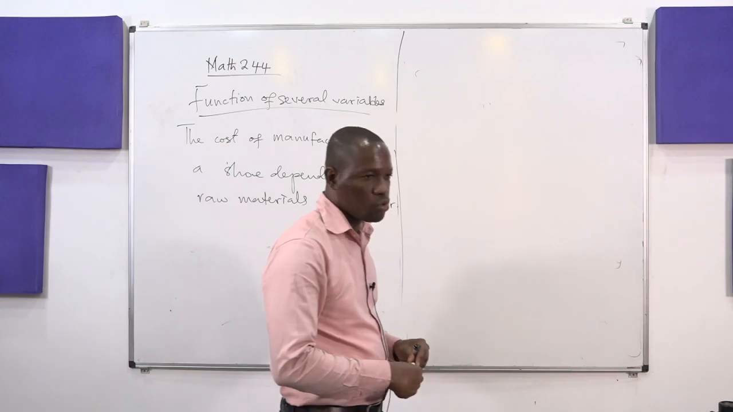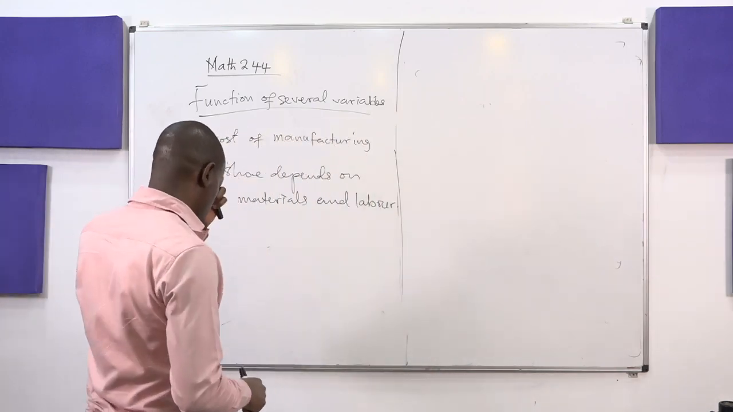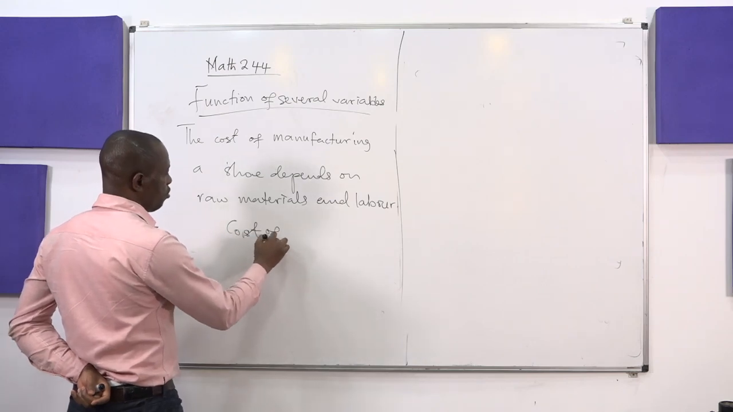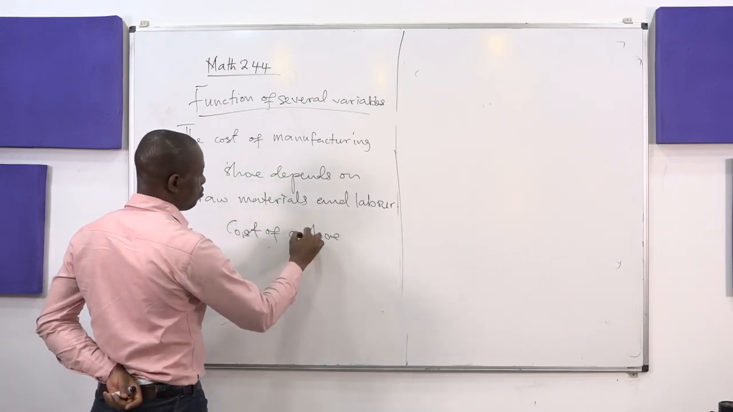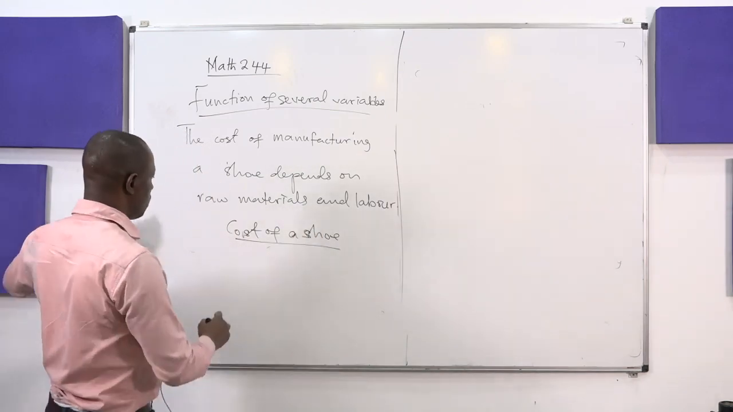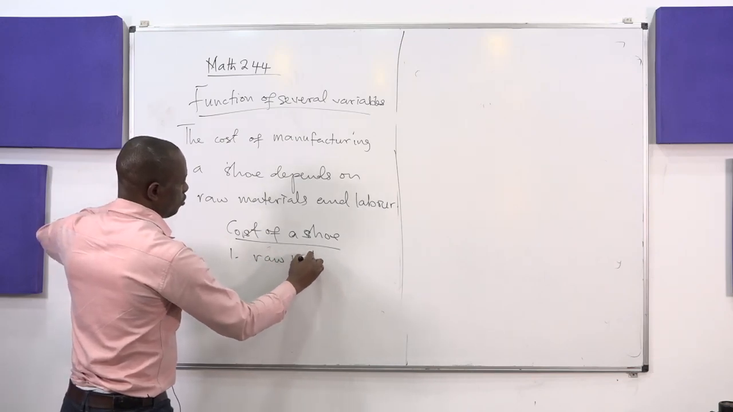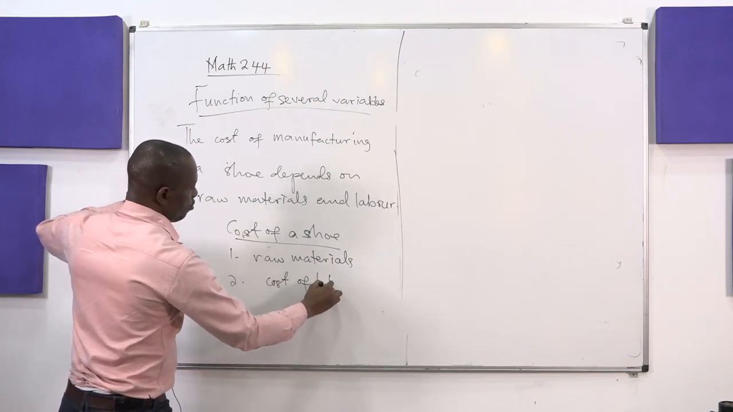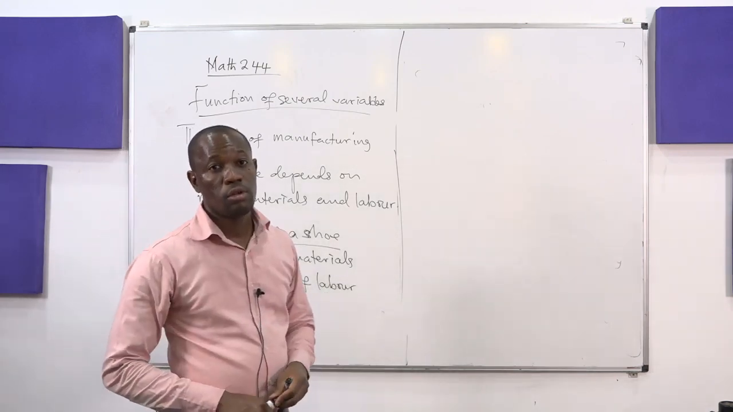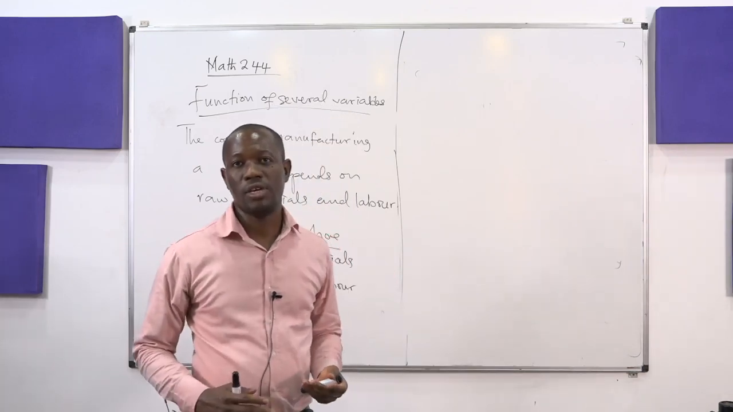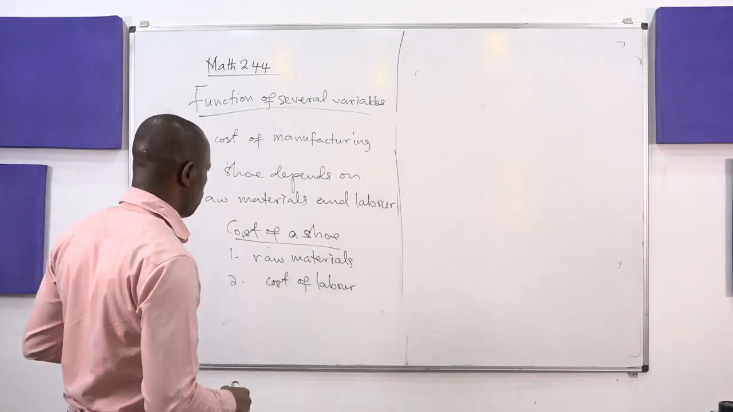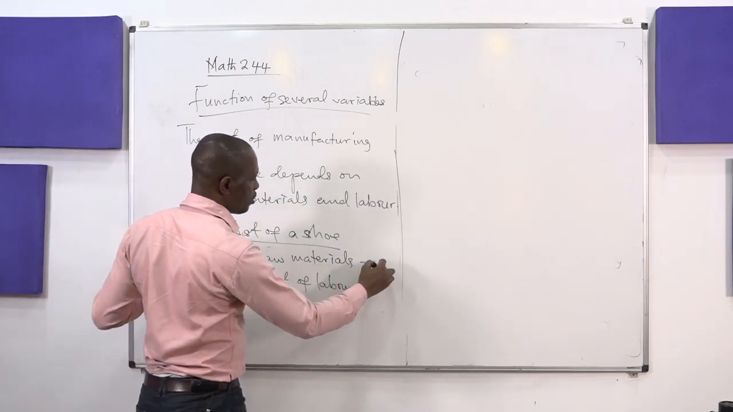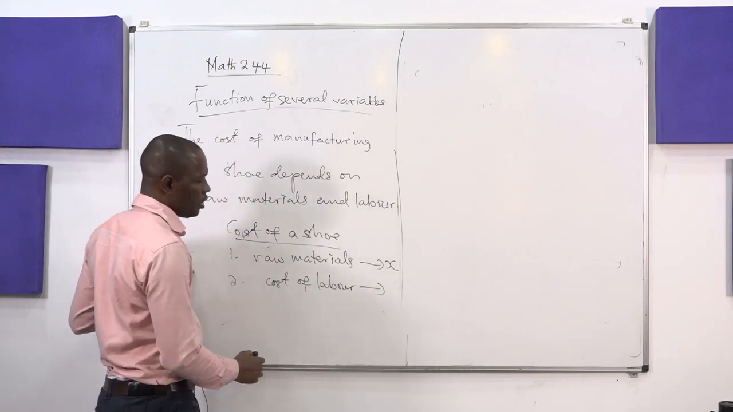In order to write this mathematically, that we call a model, the cost of a shoe depends on two factors. One, raw materials. Two, cost of labor. Or as an engineer, if you want to manufacture a computer, it depends on the raw materials and the labor cost. In math we don't want to write a lot of words, so raw materials we represent by x, and cost of labor by y.